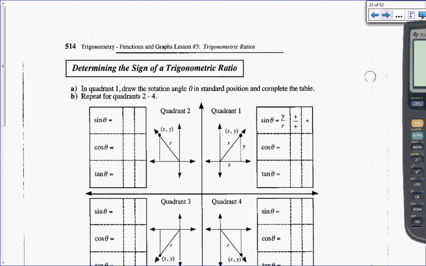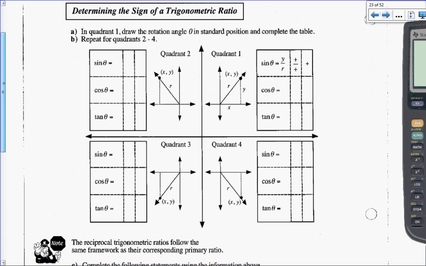Okay, so flip over your page. Hopefully this will look familiar to you as well from last year. A lot of this lesson today is a review from 20-1. Last year we talked about which quadrant each of the primary trig ratios were positive in. And so that's all this is again. We're just going to fill this in.